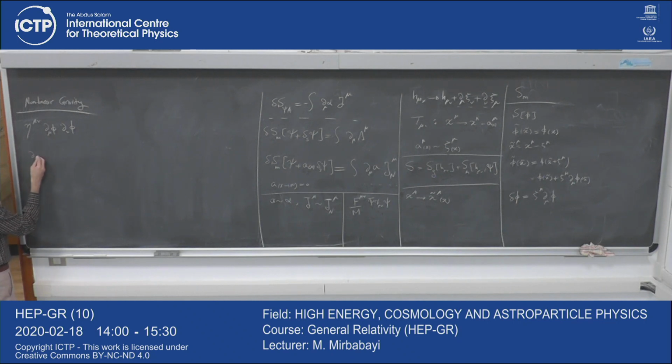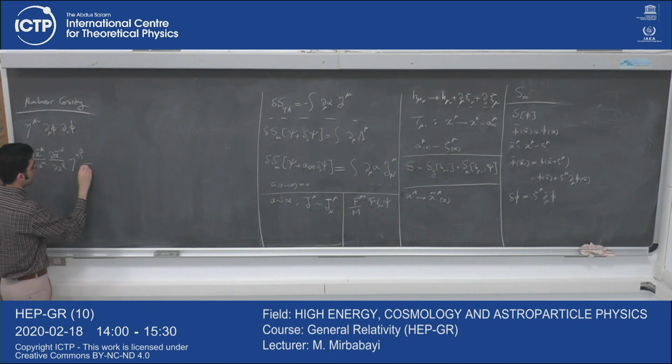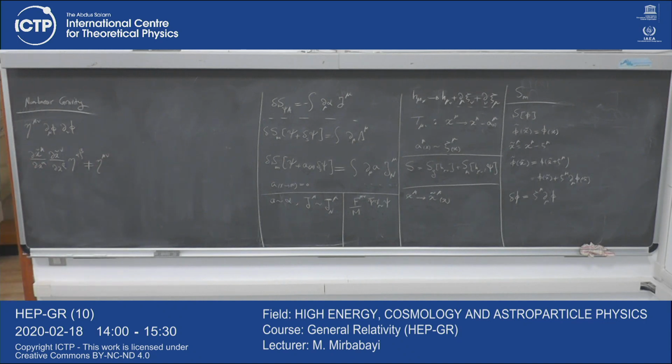More explicitly, if I find the change of eta mu nu, which is dx tilde mu over dx alpha, dx tilde nu over dx beta, eta alpha beta, that is not equal to eta mu nu. So we need a different object, a different metric, to construct scalars out of vectors or out of gradients of fields. And that other object is g mu nu, which is eta mu nu plus h mu nu.